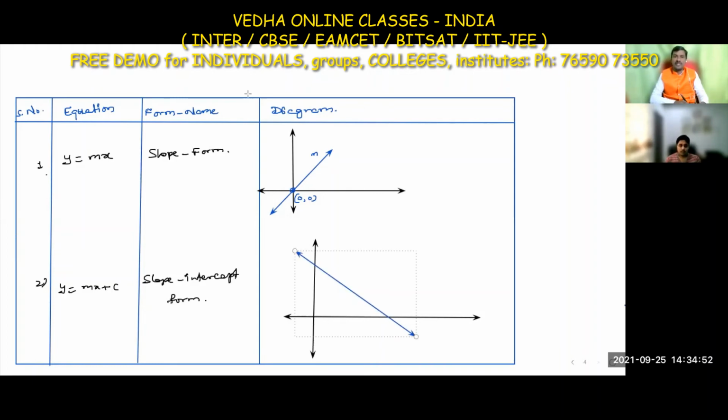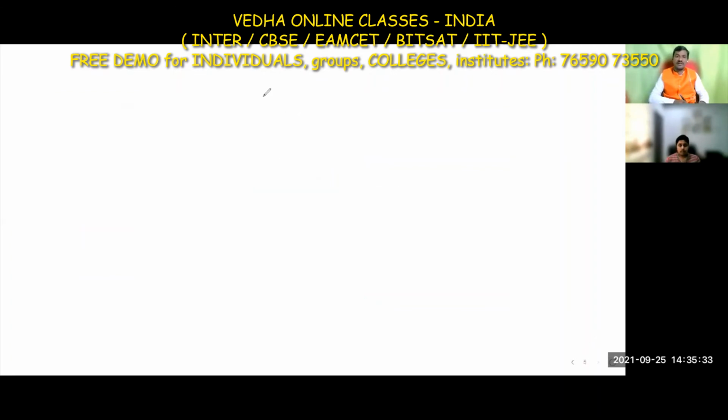Here, this line is intersecting the y-axis at some value c, and the slope of this equation is m. When we know the slope as well as the y-intersecting point c, or the point (0, c), the x coordinate is 0 on the y-axis. So when we know the slope and intercept, we use this formula.